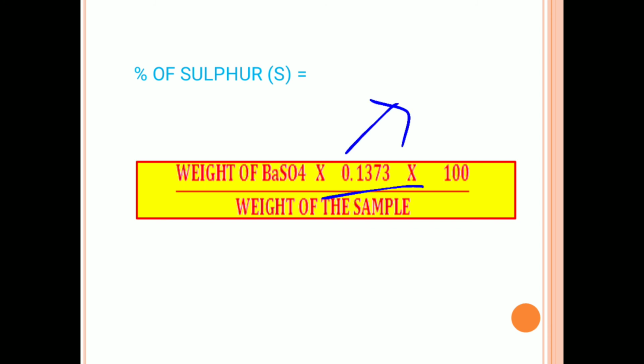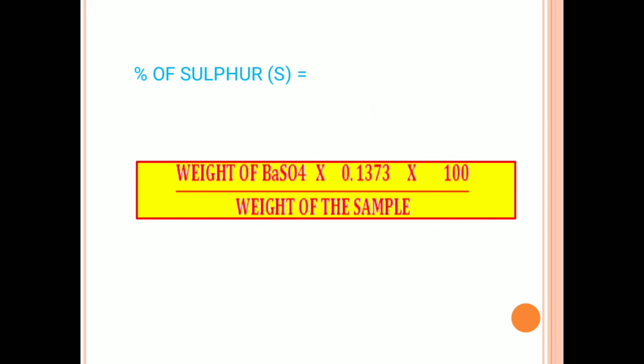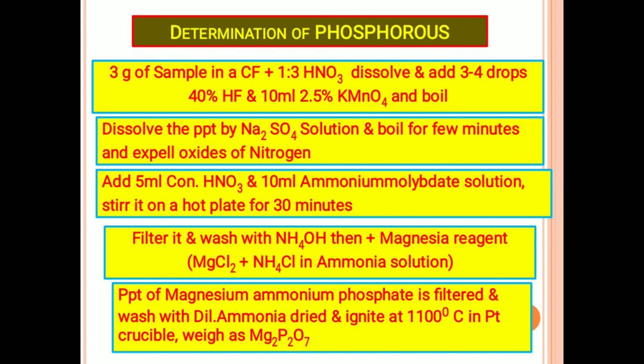It is nothing but atomic weight of sulfur by molecular weight of barium sulfate, that is 32 by 233, which will give the factor value, that is 0.1373, which you know very clearly. Next, determination of phosphorus. This phosphorus determination can be done by weighing it as magnesium pyrophosphate. You know very clearly, in previous topics we discussed this same concept, it is the same here, just observe.